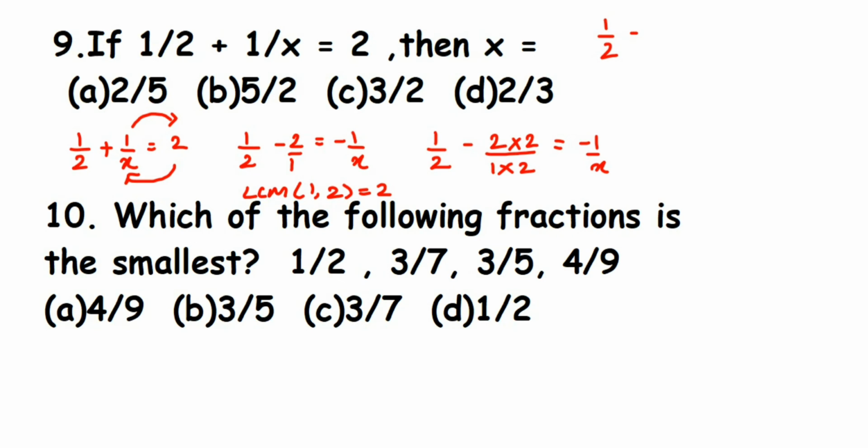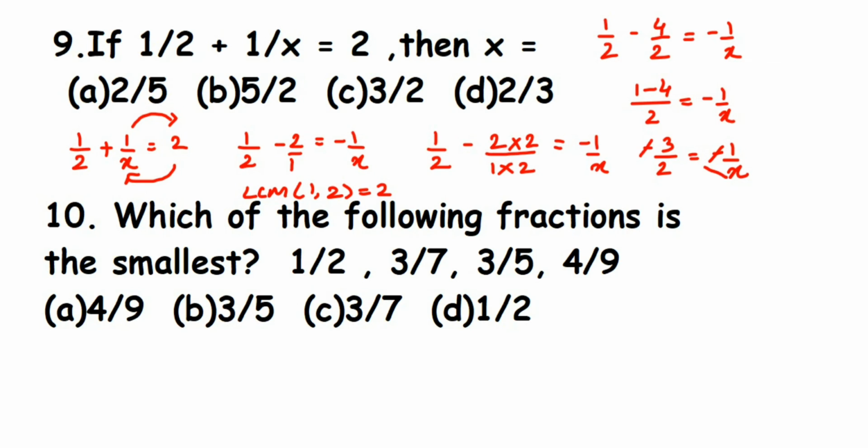Now multiply them. So 1 by 2 minus 2 2 is 4. 4 by 2 is equal to minus 1 by x. Now denominators are the same. Subtract the numerators. So it will become 1 minus 4 by 2 is equal to minus 1 by x, which is nothing but minus 3 by 2 is equal to minus 1 by x. The negative sign we can cancel because it is on both sides.